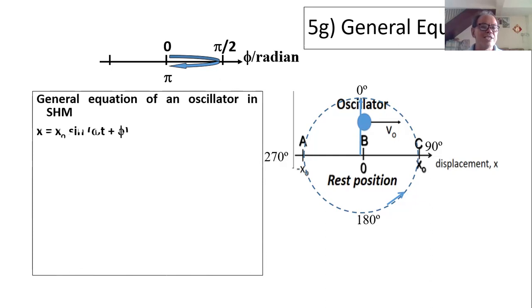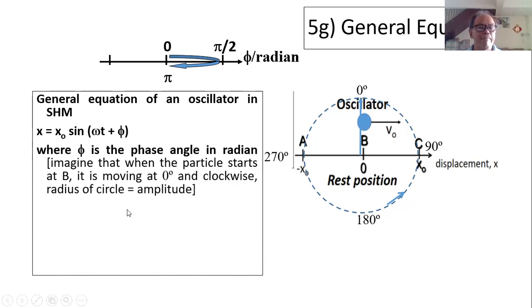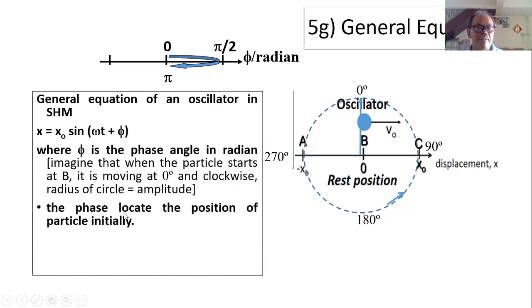So we can write the general equation. Right? Put a phi there. So basically, we call phi as phase. Right? Locate where it starts. If we use sine, if it's 0, it starts from here. If it's half pi, it starts from here.